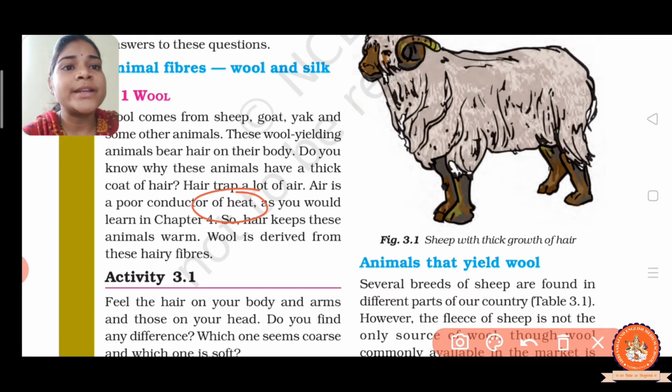Now cotton is a very thin fiber. It does not trap the air. That's why it cannot prevent the loss of heat from our body. So that's why we wear cotton material in the summer season, right?